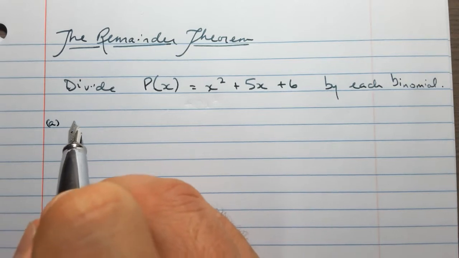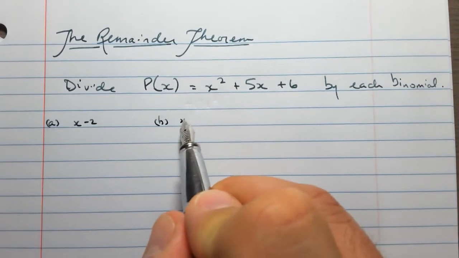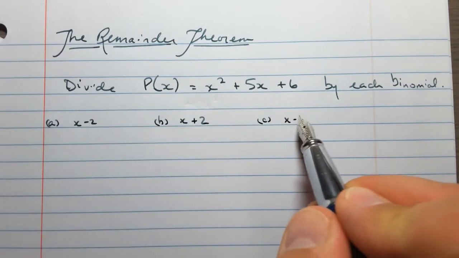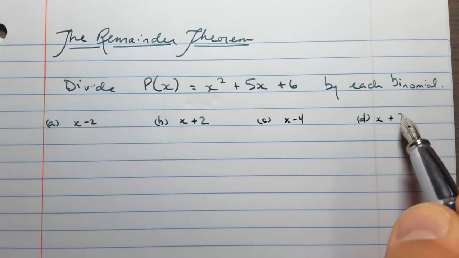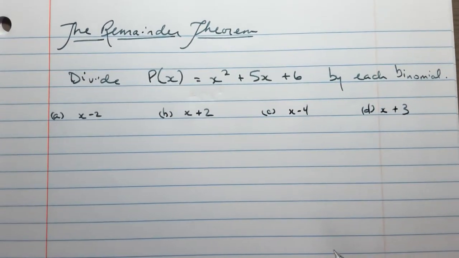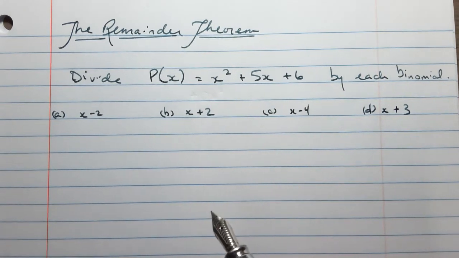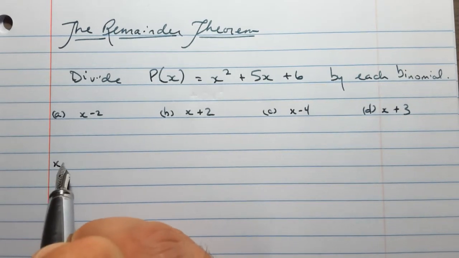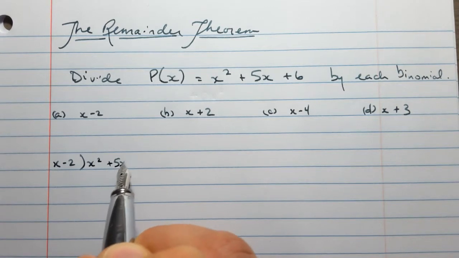The first one is x minus 2. The second one, see if I can squeeze these all in, is x plus 2. Then we're going to try x minus 4 and x plus 3. So there are 4 binomials to try to divide this polynomial by and see what happens. So I'm going to go ahead and do those right now. I'm just going to do it kind of quickly because you're already experts at dividing polynomials.